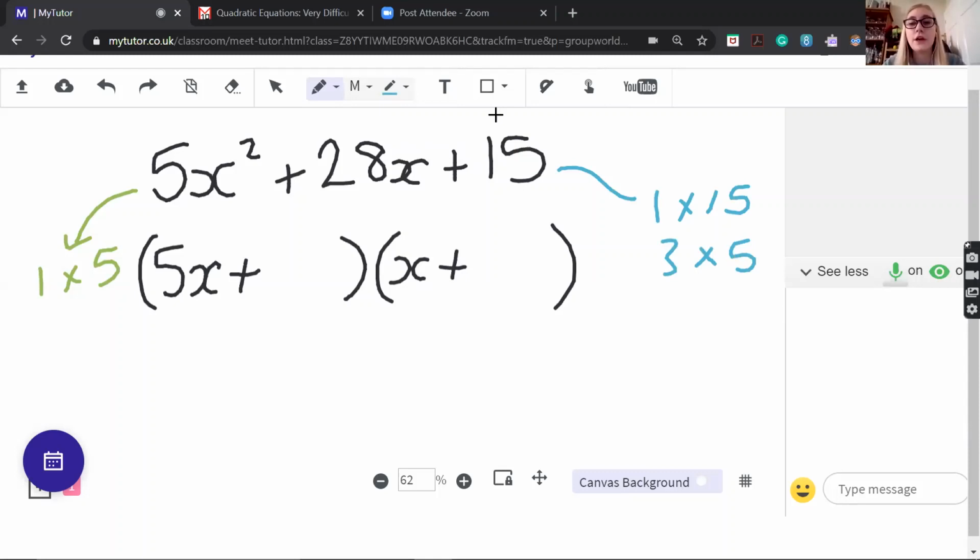And now we want to work out how we can put these numbers in. The way that I do it is to try almost everything and work out. So we can try 1 and 15, 15 and 1, 3 and 5, 5 and 3. Once you get used to this, you can start to be able to see it. For example, if we put 15 here and times it by the 5, it's going to be way too big. We don't even need to know what 15 times 5 is to know it's going to be way bigger than the 28 that we want.